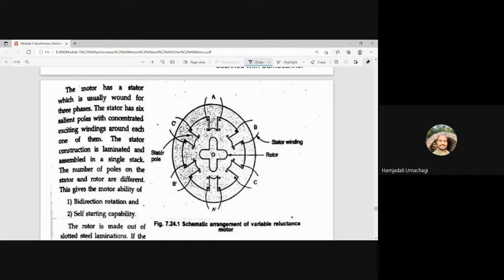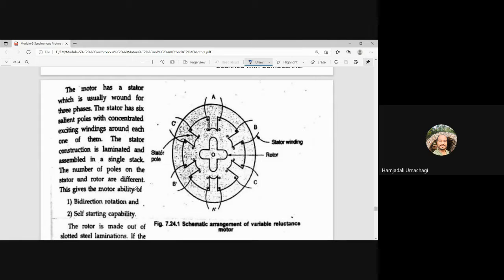Just to reduce the losses, the stator is laminated and assembled in a single stack. The number of poles on the stator and rotor are different. Here the number of stator poles is 6 and the number of rotor poles is 4. Always the number of stator poles should be different from the number of rotor poles.